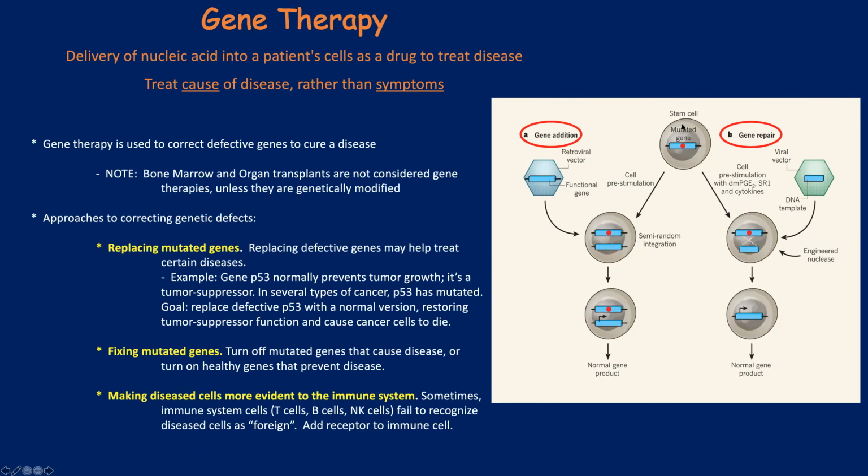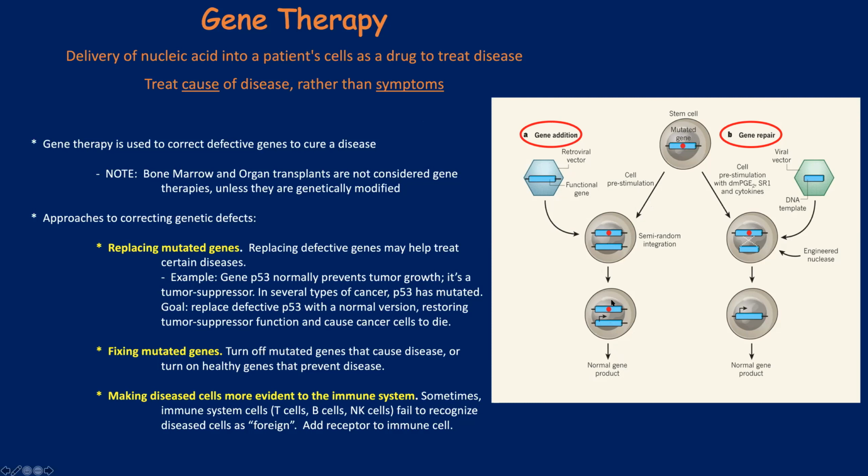So say you've got a mutated gene here, and you've cloned it in a stem cell. You can put wild type DNA, the wild type of this gene, in a viral vector and infect the cell with it and hope that the normal gene product outcompetes the mutant gene product.